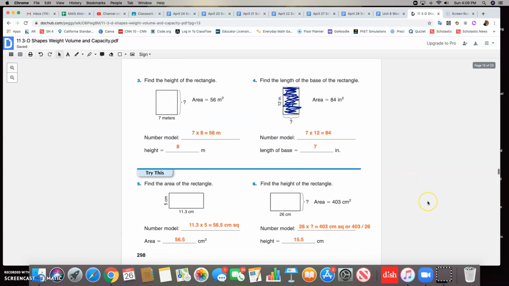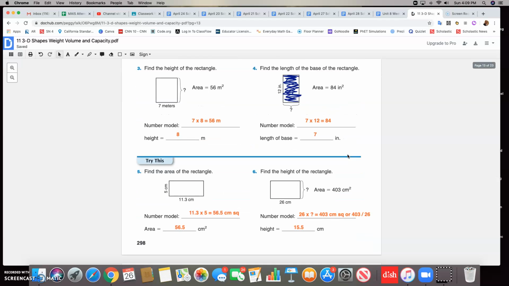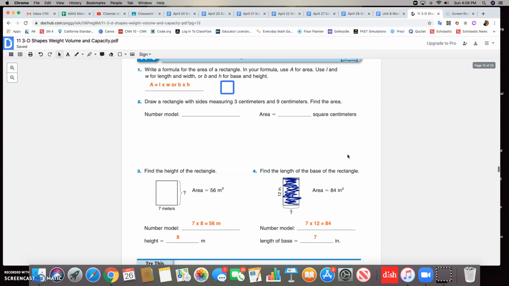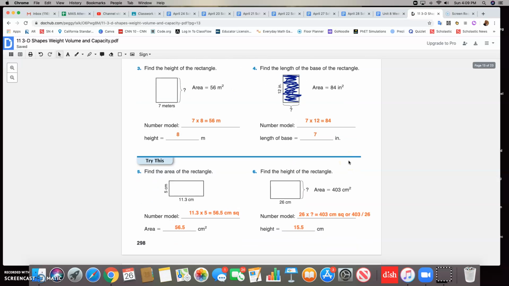Hey guys, so here are the answers to yesterday's assignment. So journal page 298, we started this and did area. On this, I'm just going to assume you have a 3 by 9 number model. That would be 3 centimeters times 9 centimeters, or 27 square centimeters. Okay.